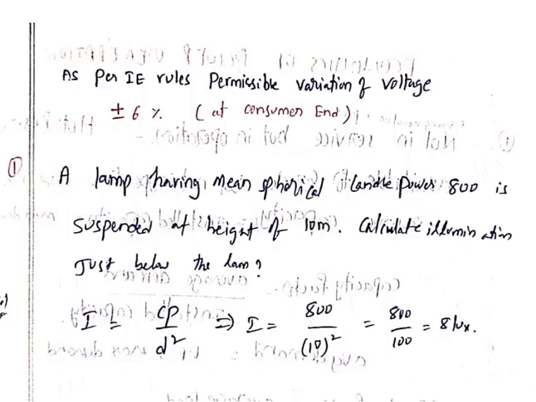Next, another repetitive question. As per IE rules, what is the permissible variation of voltage at the consumer end? They are asking. The correct answer is plus or minus 6% at the consumer end.